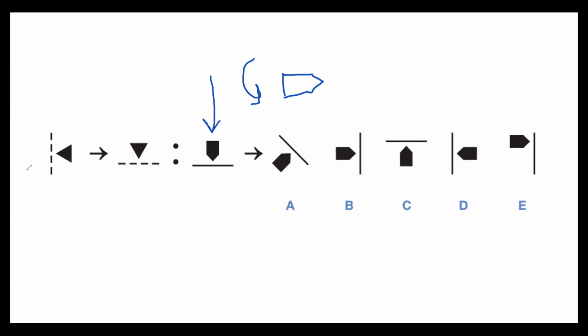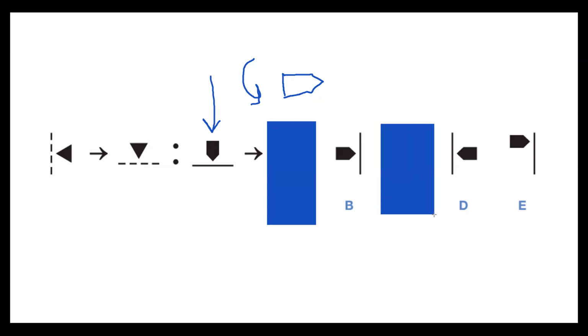So immediately I can get rid of option A because that's gone a bit too far. That's pointing northeast, isn't it? It's not pointing east, it's not pointing to the right. B is pointing to the right, so I'm going to keep that one. C is pointing upwards, so I'm not going to keep that one. D is pointing to the left, so I'm not going to keep that one. And E is doing the right thing, it's pointing to the right. So I'm left with two options.